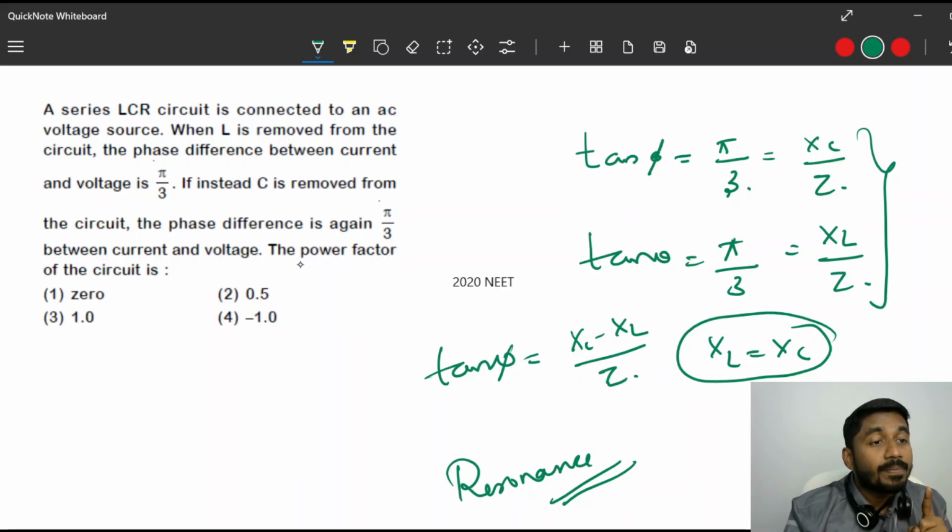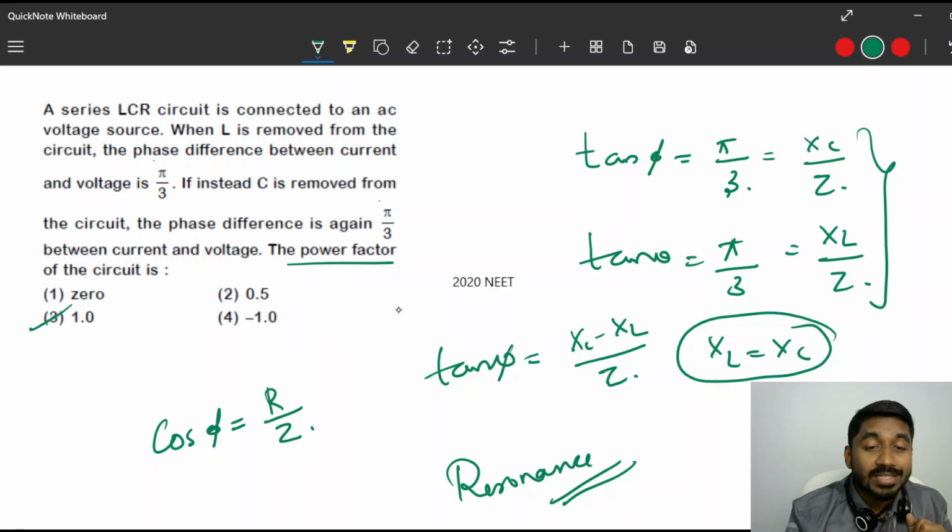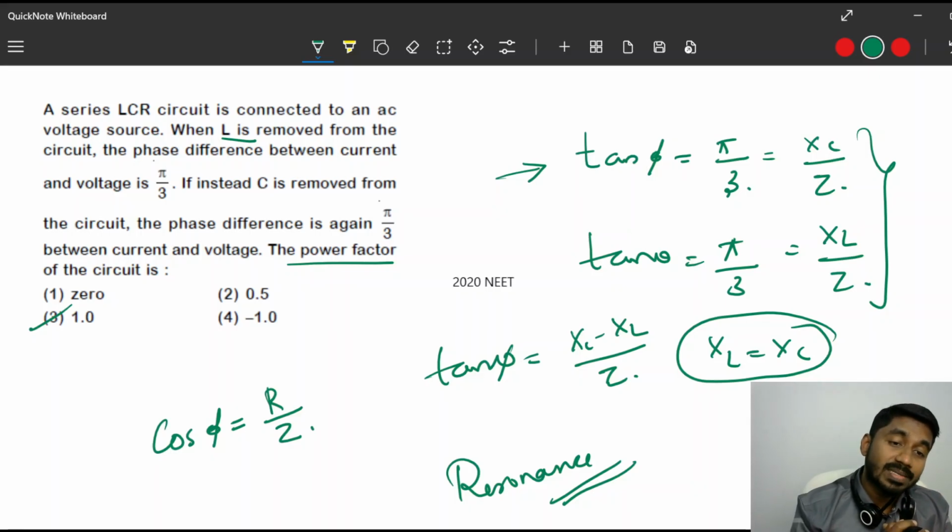So what is the power factor of the circuit? Power factor is cos phi is equal to R by Z. Power factor of a circuit at resonance will be equal to 1. So how did I find the circuit is at resonance? Because when L is removed, the phase difference is pi by 3, that is XC by Z. If you get a question like this, where there is no change in the phase difference when L is removed or when C is removed, we can conclude that the circuit is in the resonance condition. Then at resonance, the phase difference will be 0 and power factor cos phi is equal to 1.